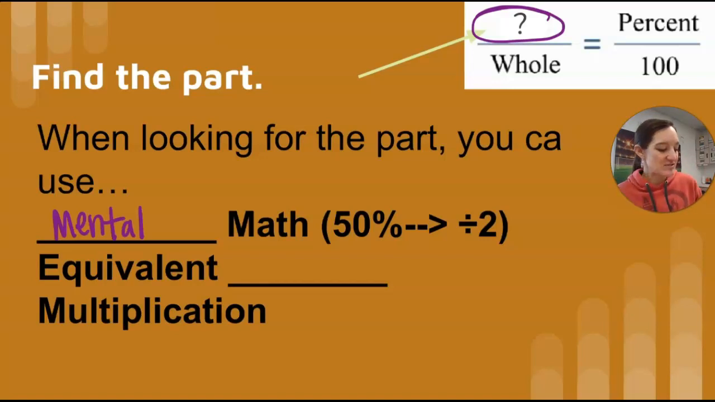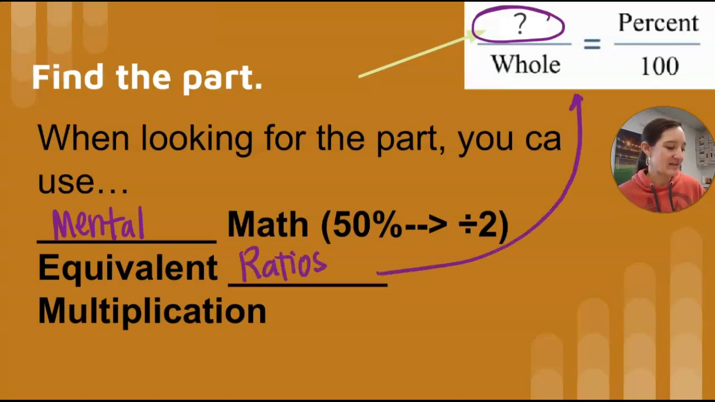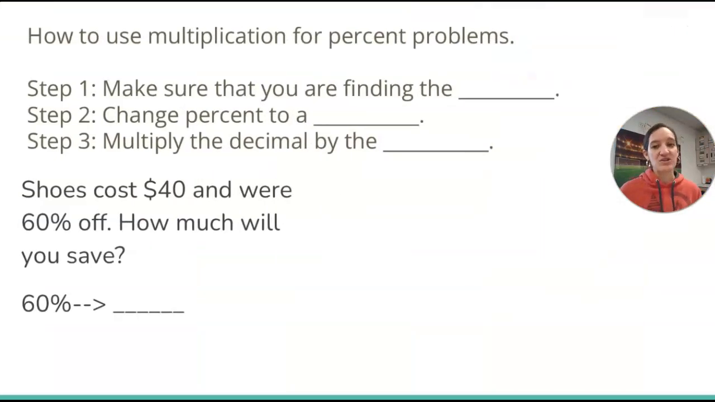Another strategy is using equivalent ratios, setting it up like this and using those different strategies to find that part. Today we're going to use multiplication. I'm going to show you a different strategy that you might like better than either of those first 2 strategies that I've taught you. So how do we use multiplication for percent problems?